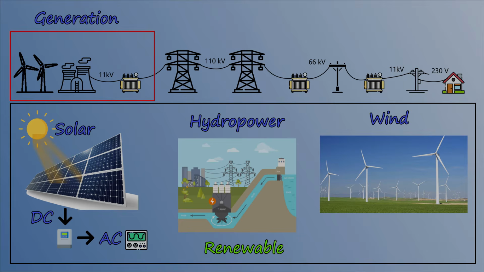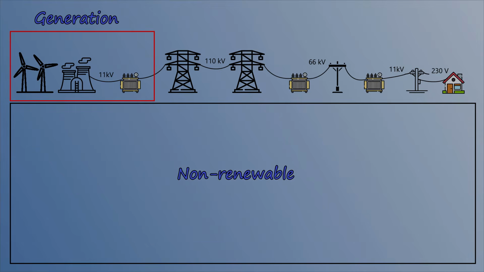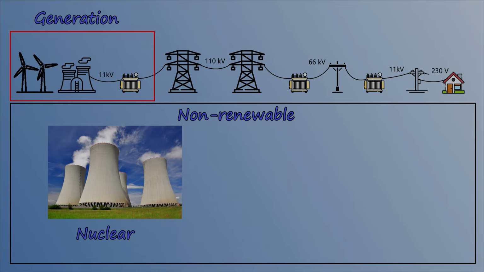Hydropower, on the other hand, turns the force of flowing water into electricity. By releasing water from a dam, it spins turbines that generate power. It's a clean, renewable energy source that taps into the natural water cycle. Similarly, we have non-renewable sources of energy such as nuclear and coal.